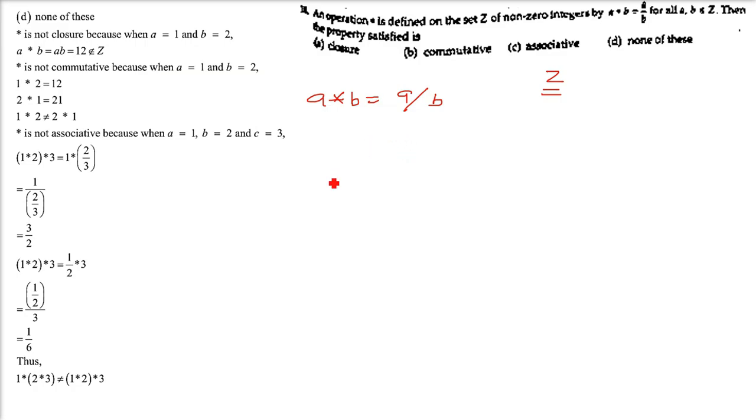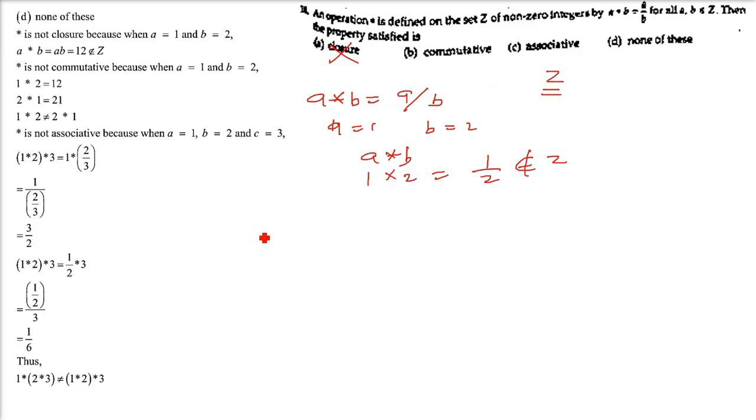That is, whether it is a binary operation: a and b are integers, so a by b should also be an integer. Just take any random a and b from integers and see whether the result is going to come in Z or not. If you take a equals 2 and b equals 1, a star b is defined by a by b, so 1 by 2 is 0.5, which is not in Z. It is not following the closure property.